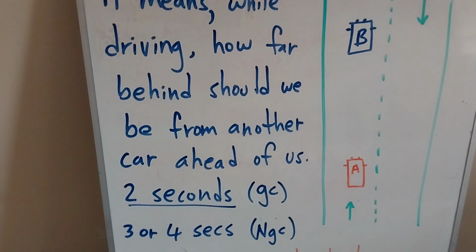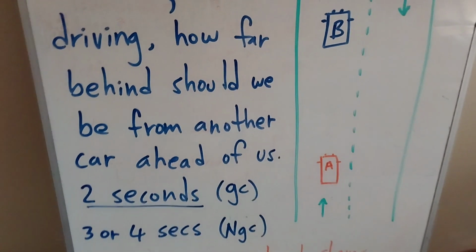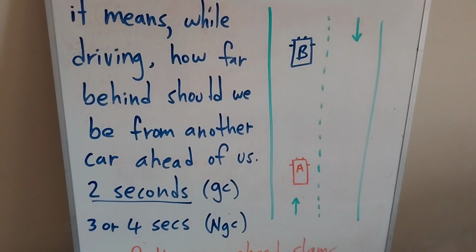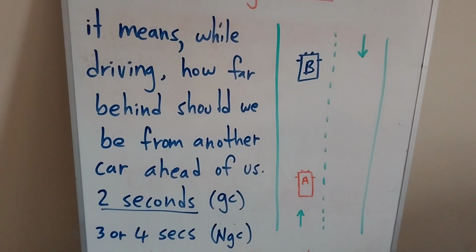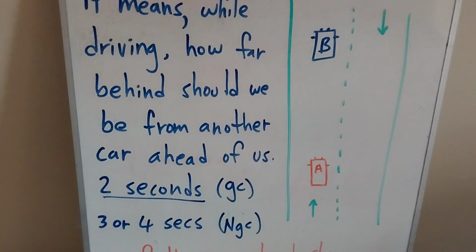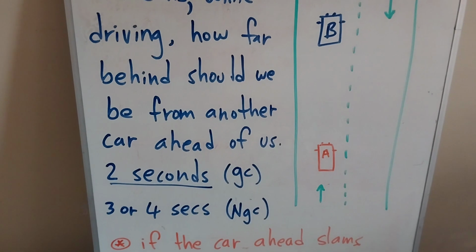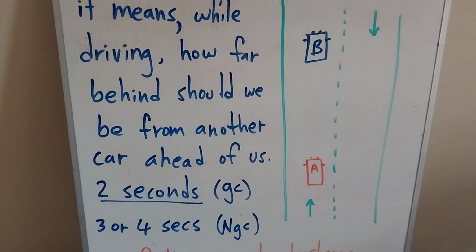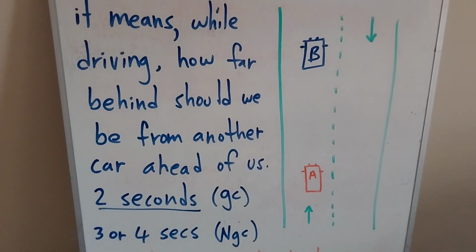So generally it's 2 seconds. 2 seconds in good conditions. GC over here abbreviates to good conditions. That means the weather is good, it's not raining, and the road is safe, not a gravel road. 3 or 4 seconds in not good conditions. Suppose it is raining, suppose it is too windy, or suppose the road surface is not good, like a gravel road, then it has to be 3 or 4 seconds.